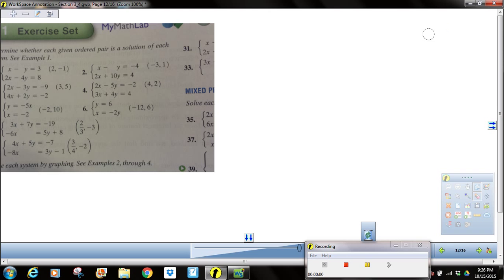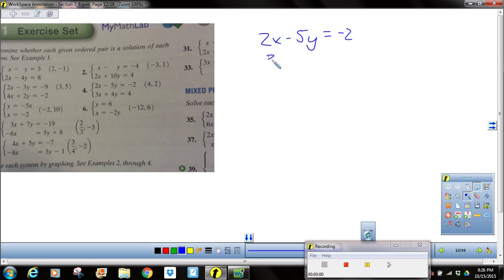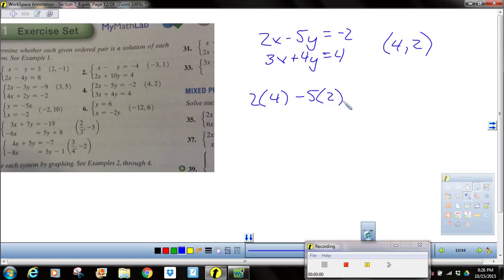Number 4 is the same type of problem, so I'll do the exact same thing. Of course, different equations, different numbers, but 2x minus 5y is equal to negative 2, and 3x plus 4y is equal to 4. The numbers I'm going to try in is 4 and 2. I'll plug them into the first equation to see if it makes it true. I'm going to put a question mark over the equals because I don't know if it's going to be true or not. 8 minus 10, that is equal to negative 2. So that one is true.